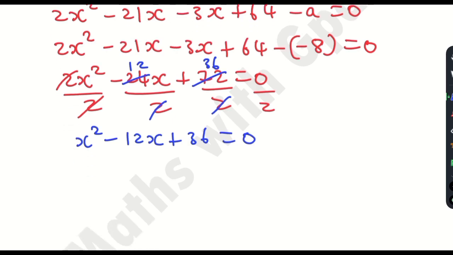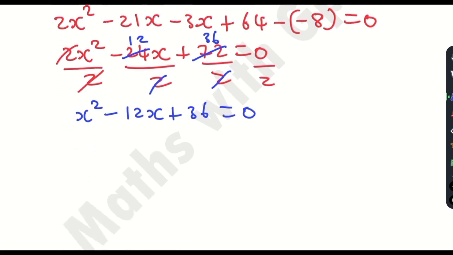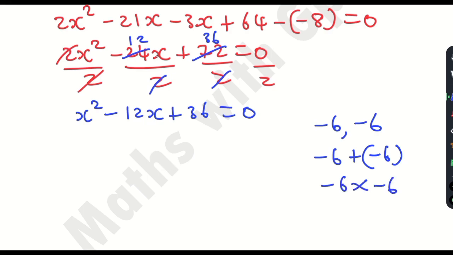Let's factorize this now. It's much easier factorizing this than what we had before. So think of two factors. When you add, you're going to get minus 12. When you multiply, you get 36. Now the two factors have to be negative numbers because we have minus 12 here. So what should they be? Minus 6 and then minus 6. Minus 6 plus minus 6 is what? Minus 12, which is what we have here. And then minus 6 times minus 6 is what? 36, which is also what we have here.